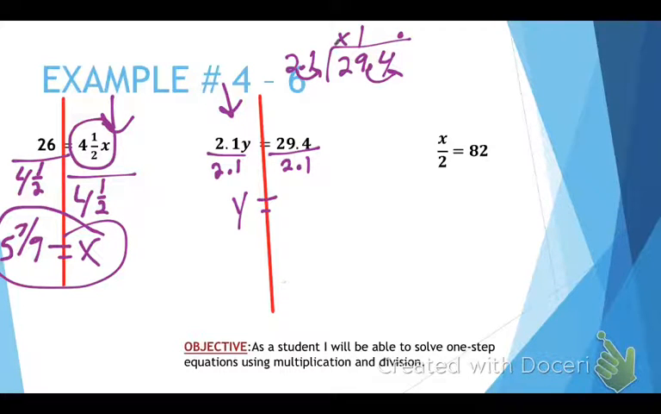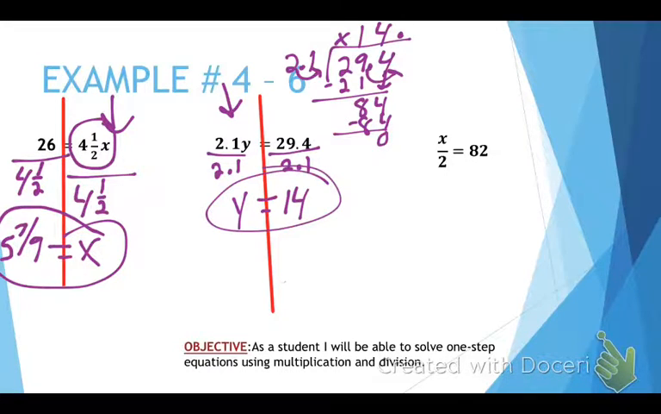1 times 21 is 21. We subtract, we get 8. Now 4, how many times is 21 going into 84? That is actually 4 times. 4 times 21 is 84. Our answer is at the top. It is 14. Y equals 14. How do you check it? Do 2.1 times 14. Seriously, if you get 29.4, you got the right answer.